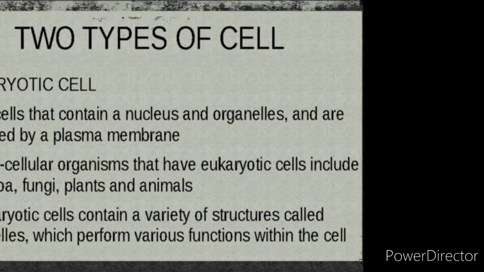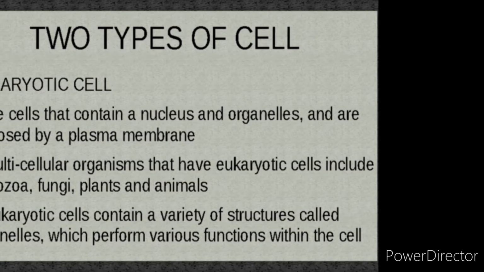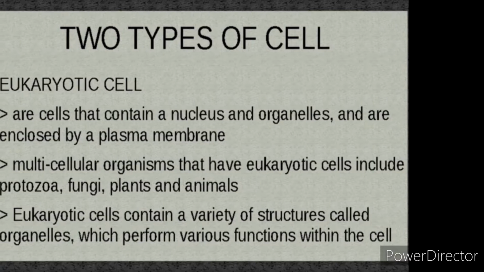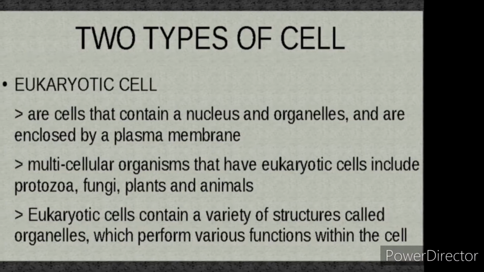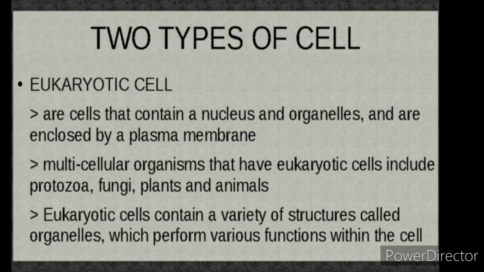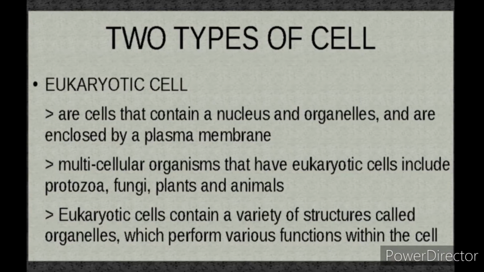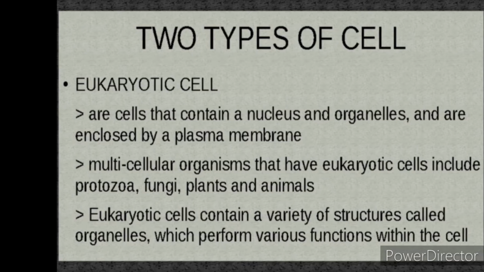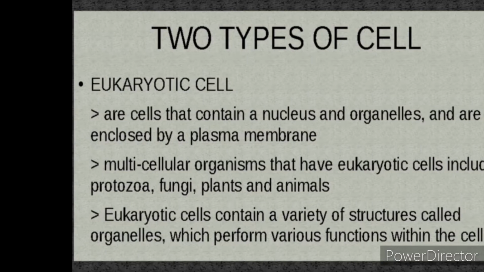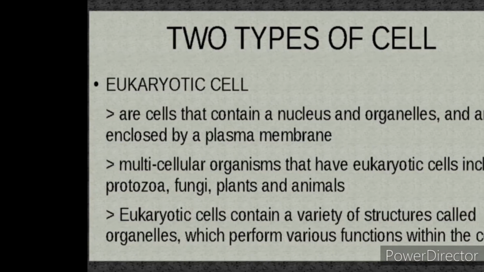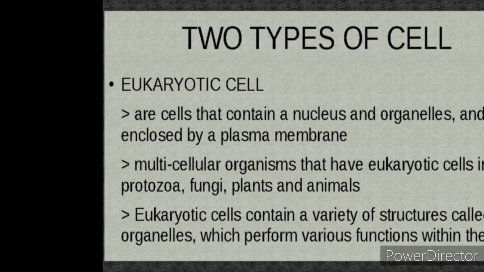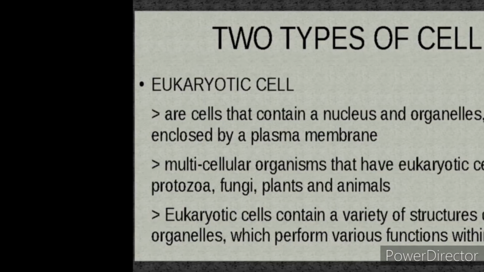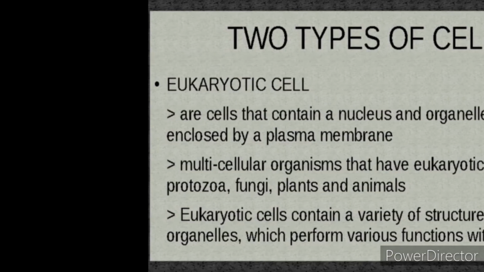We have two types of cell. The first type of cell is the eukaryotic cell. It is the cell that contains a nucleus and organelles and is enclosed by a plasma membrane. Multicellular organisms that have eukaryotic cells include protozoa, fungi, plants, and animals. Eukaryotic cells contain a variety of structures called organelles, which perform various functions within the cell.